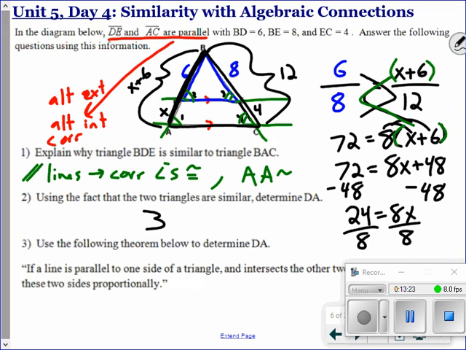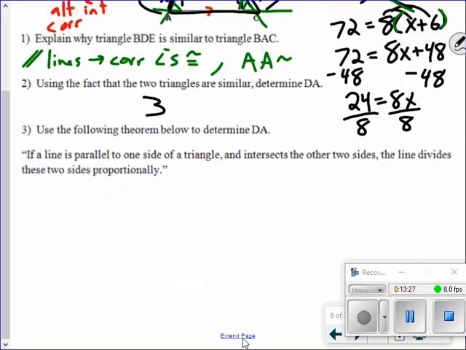Now, at the bottom of this page, here's a theorem that someone proved. It says if a line is parallel to one side of a triangle and it intersects the other two sides, the line divides these two sides proportionally. So here's my triangle.